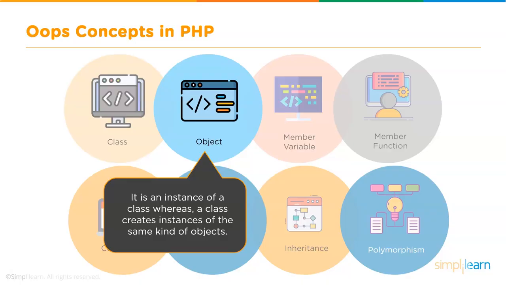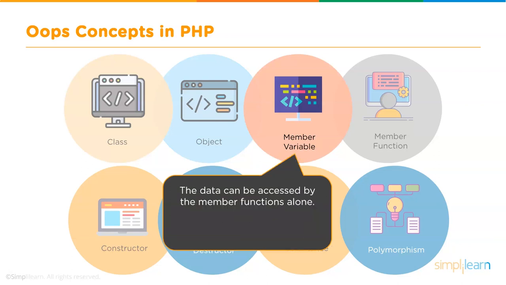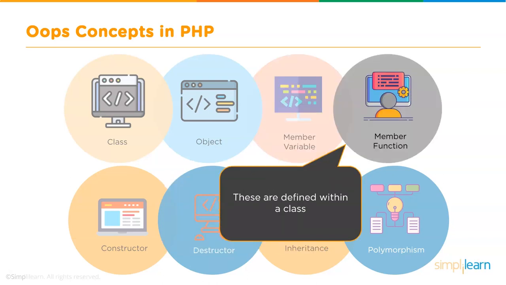Moving on to the next one, let's talk about the member variable and member function. A member variable is defined within a class. The data can be accessed by the member functions alone. Now, once the object is built, these variables are called attributes of the object, whereas a member function is defined within a class and is used to access object data.